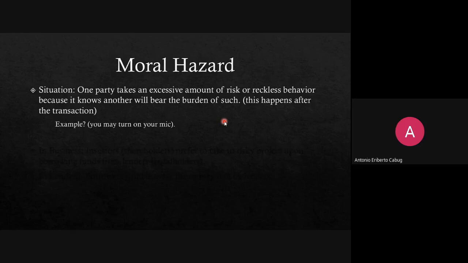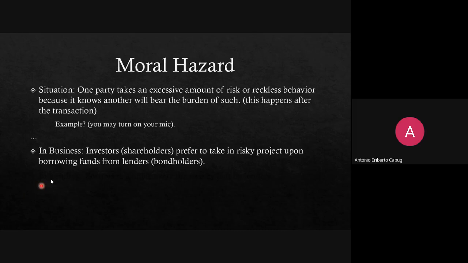So the examples that I prepared: in business, investors, especially shareholders, prefer to take on risky projects upon borrowing funds from lenders, the bondholders. So the investors here will tell the managers of the company, okay, let's go into risky projects. After all, the money was borrowed. If we can't pay, it's okay. Then the company goes bankrupt. Okay? If we do earn, then our profit will be huge.